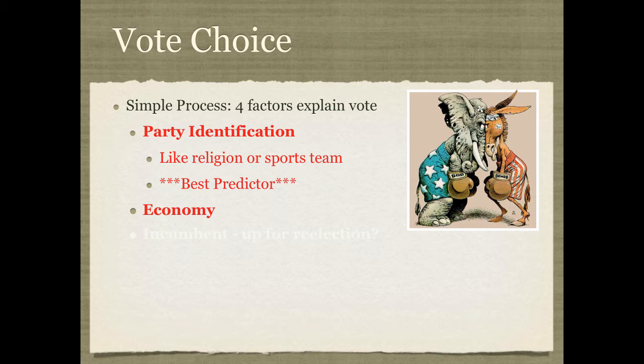The political science jargon term that we use for this is retrospective voting. If you don't even remember that term, just remember that people tend to reward the party in power when the economy is good, and they tend to punish that party when the economy is bad.